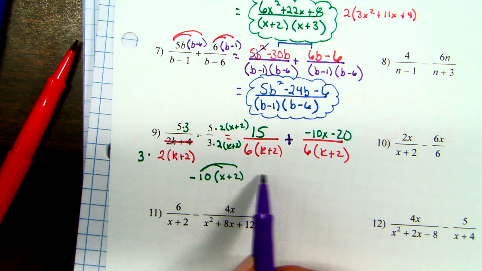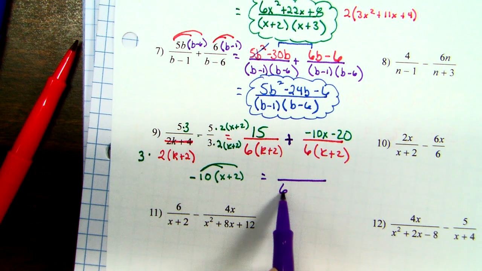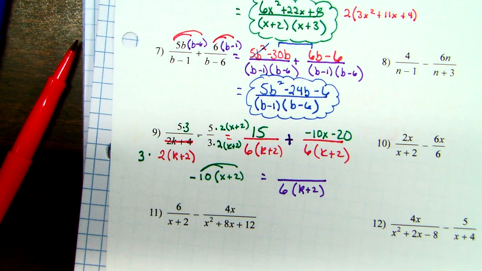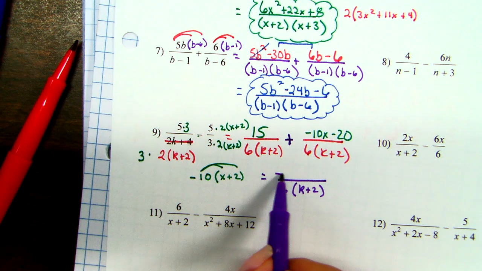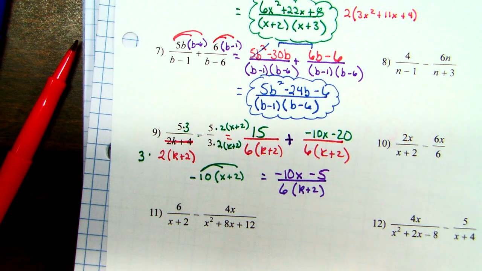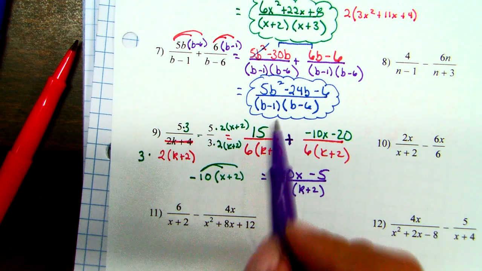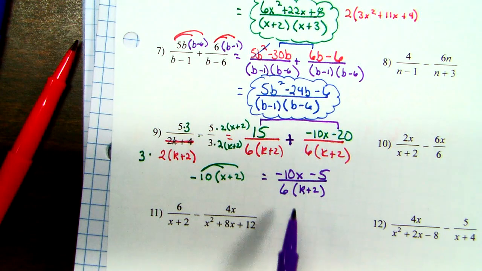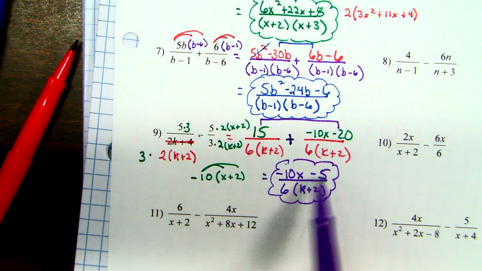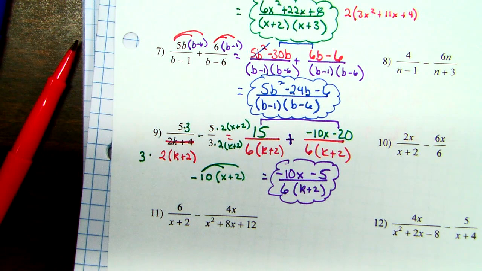All right, and then final answer, we had a common denominator of 6, k plus 2, and combine any like terms. The order doesn't matter. If you put the negative 5 first, that's fine, or the negative 10x first, but I just got 15 minus 20 is negative 5. So there's another example, Sam, if you wanted to factor out a 5 or negative 5 in your numerator, it wouldn't be wrong. You don't want to do any more factoring than you have to, right?